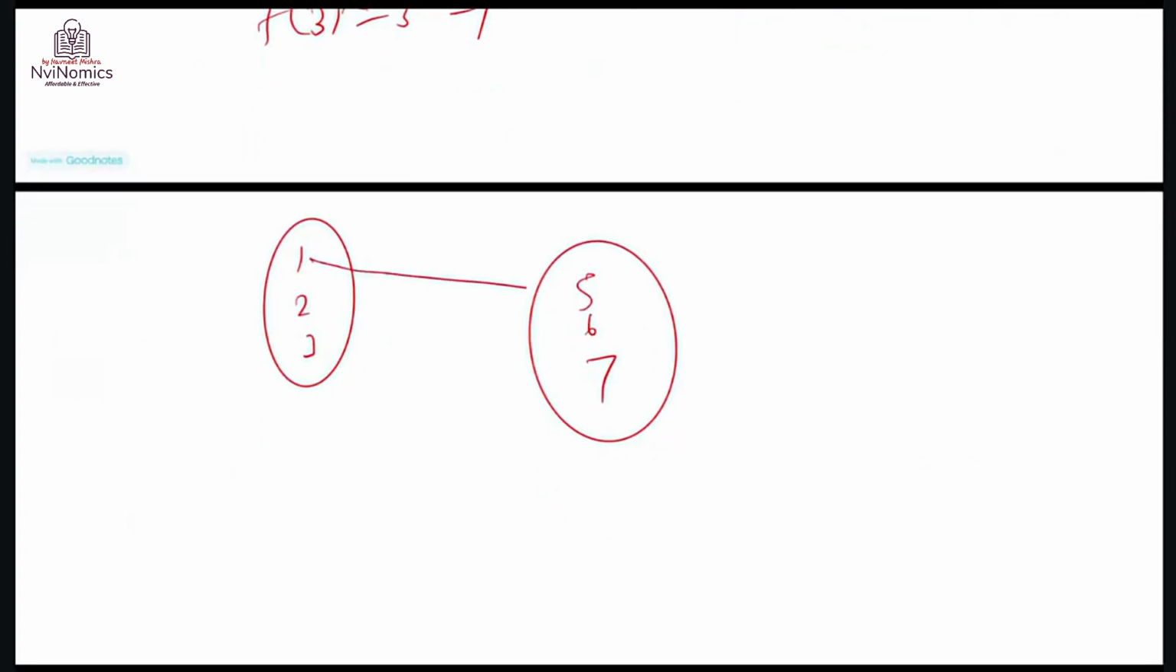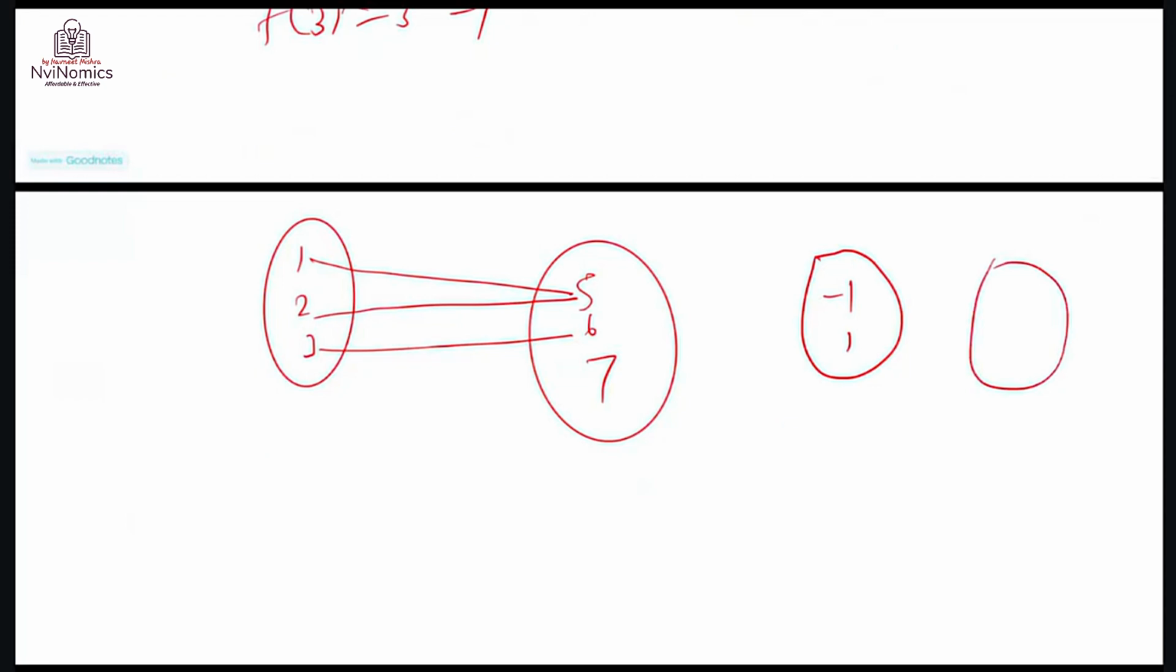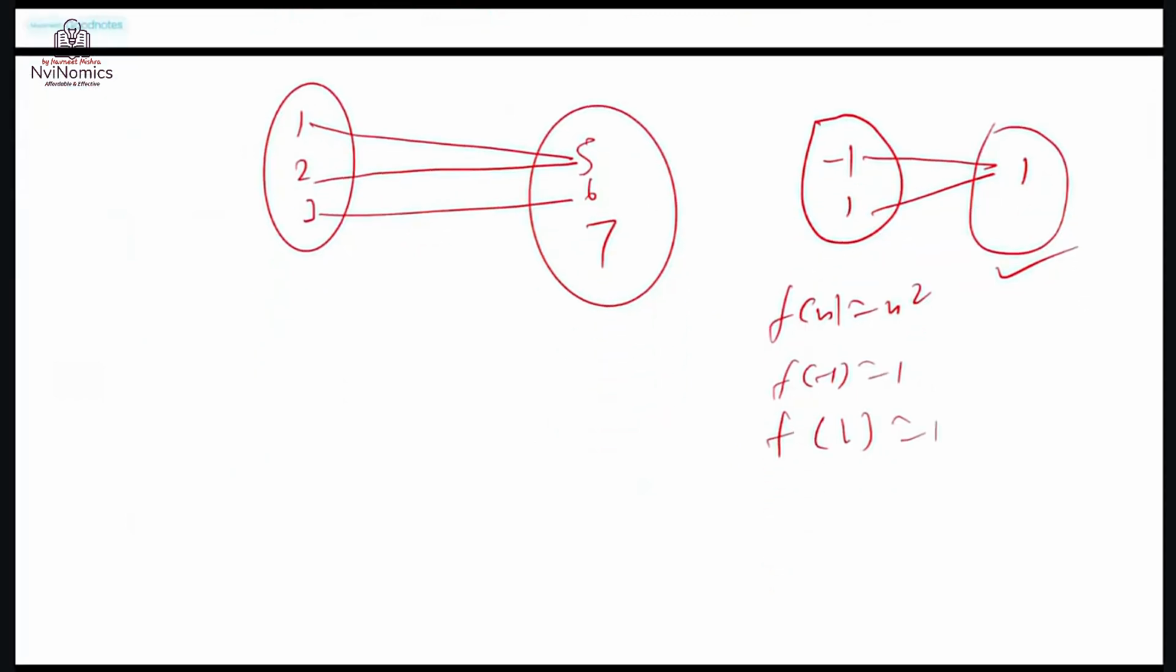अगर 1, 5 पे आ रहा है, 2 भी 5 पे आ रहा है, ओके, एंड 3, 6 पे जा रहा है। Like here you can take an example: -1, 1. Okay, f of x equal to x square. So it is going to be f of -1 equal to 1, f of 1 equal to 1. So -1 and 1, even though it is going to be a function, but here what we have, f of 1 equal to 5.